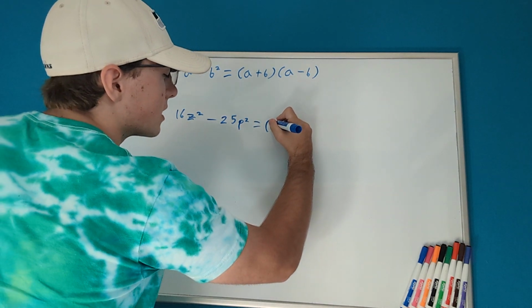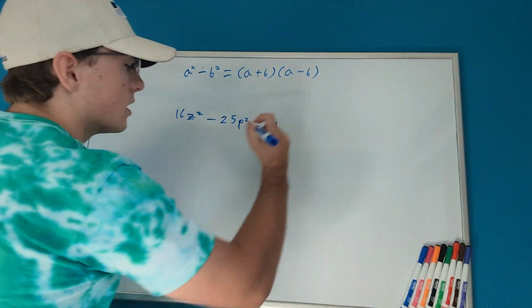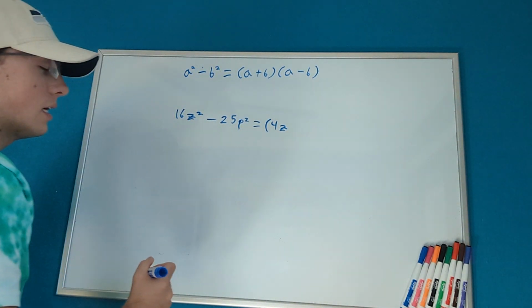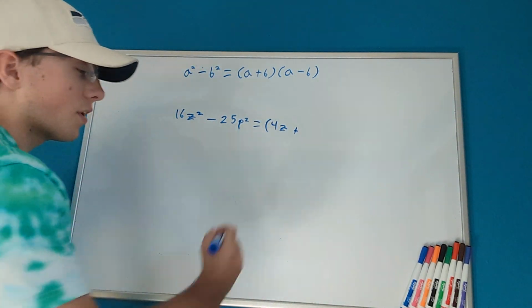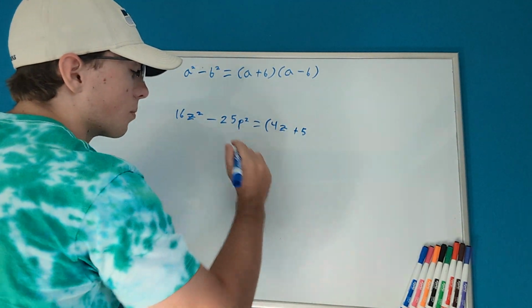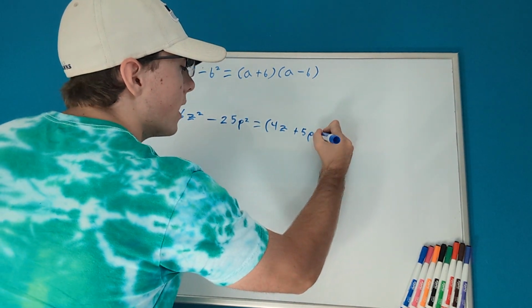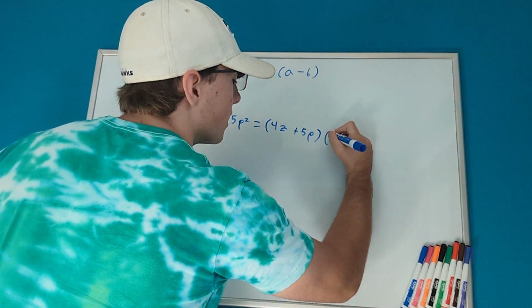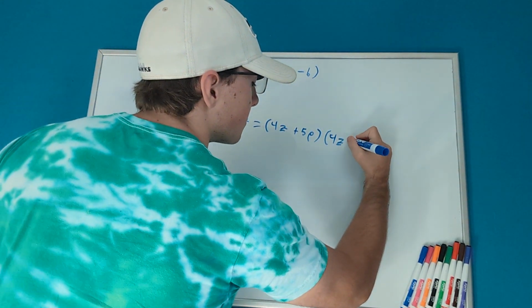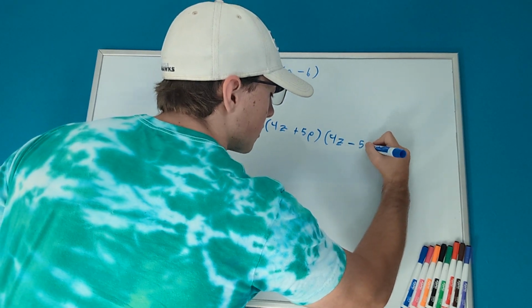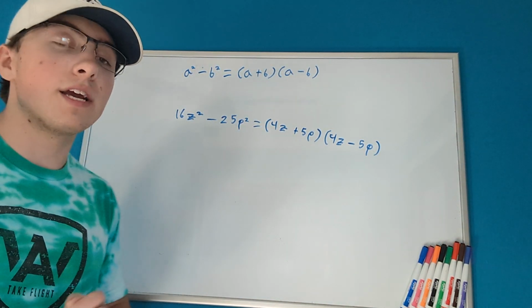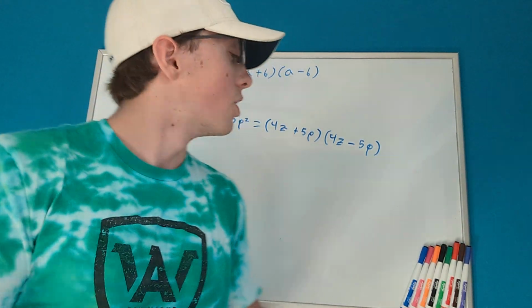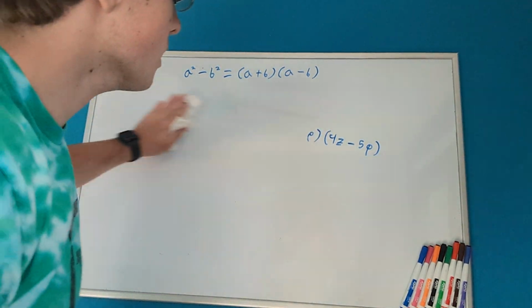Take the square root of 16, that's 4. Square root of z squared, that's z, 4z. Then plus square root of, what's the square root of 25? 5. Square root of p squared, p, right? And then you just repeat this, but with the negative symbol, right? Or with subtraction. So here we have factored that, right? So we can even do it when it has two variables.